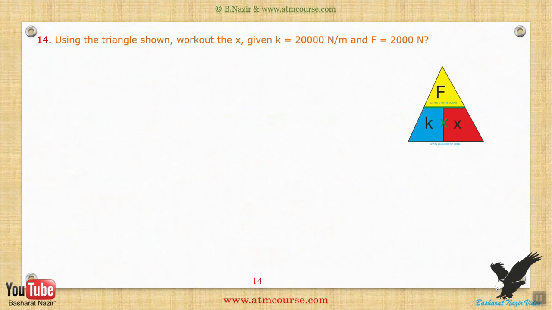Using the triangle shown, work out the extension x, given the spring constant k equals 20,000 newtons per meter and F equals 2,000 newtons. Using the triangle shown, work out the extension x, given the spring constant k equals 2500 newtons per meter and F equals 200 newtons.